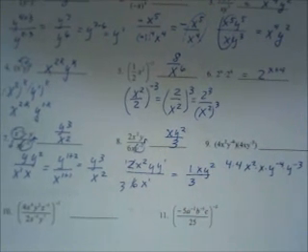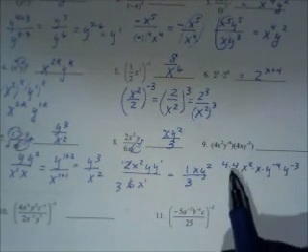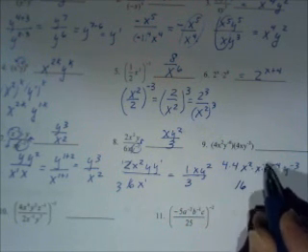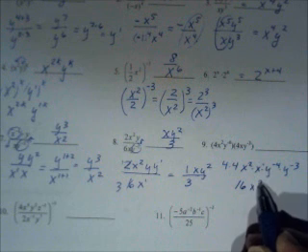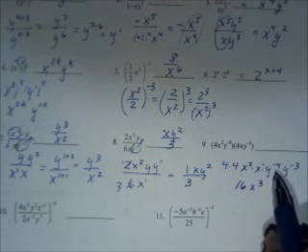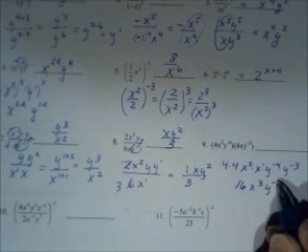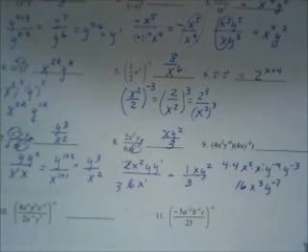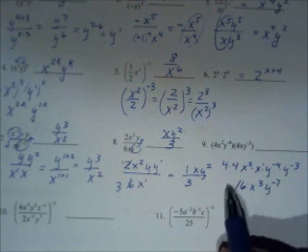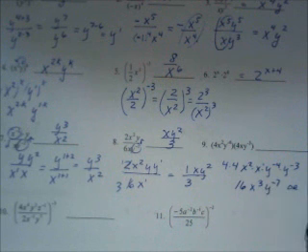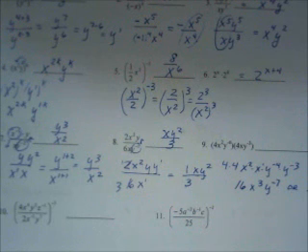And now apply my rules. 4 times 4 is 16. X to the second times x to the first is x to the third. And y to the negative 4 times y to the negative 3 is going to be y to the negative 7. We're adding the exponents. Okay, we can leave our answer like this, or we could write with only positive exponents, in which case we'd write 16x to the third divided by y to the 7th.